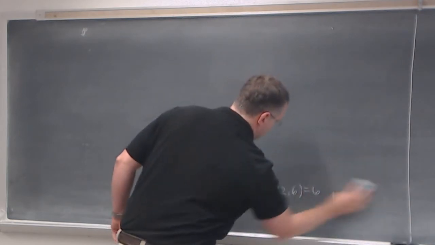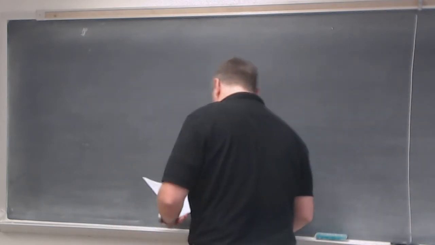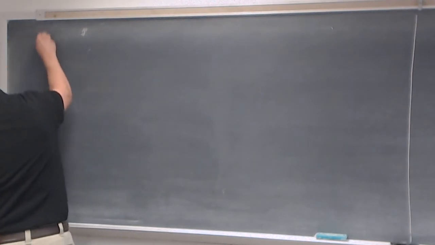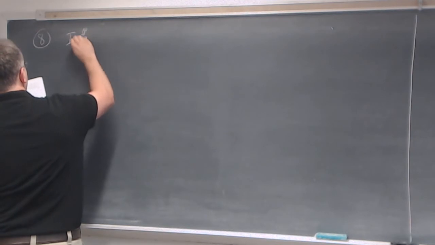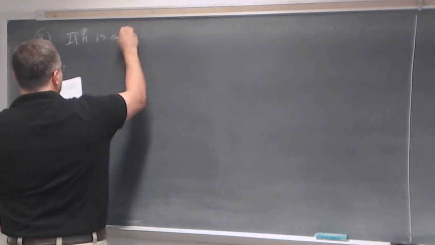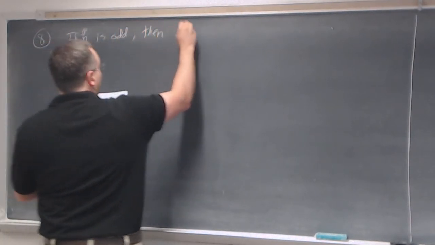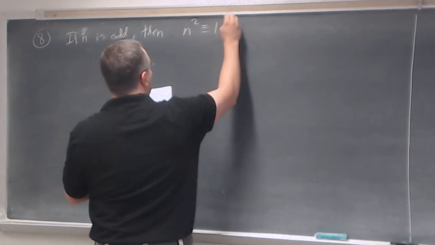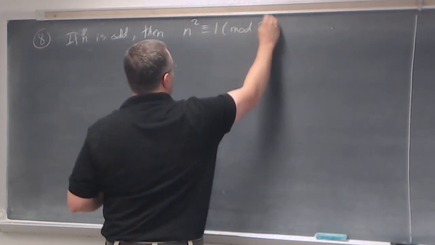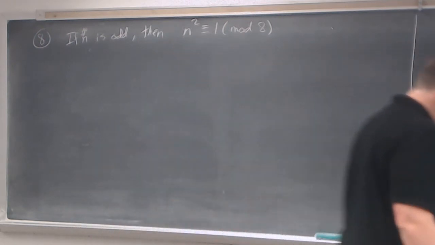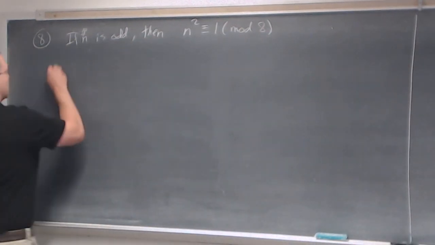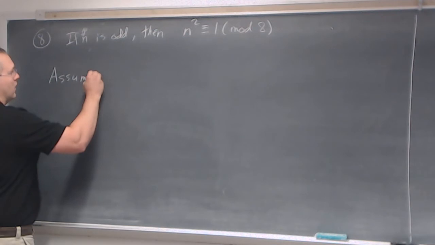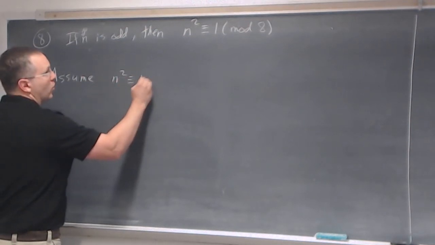Let me give you an example. If you have a statement like number 8 and number 9, it says, if n is odd, then n squared is congruent to 1 mod 8. Okay? So what I saw a lot of people do is say, okay, well, let's assume n squared is congruent to 1 mod 8.